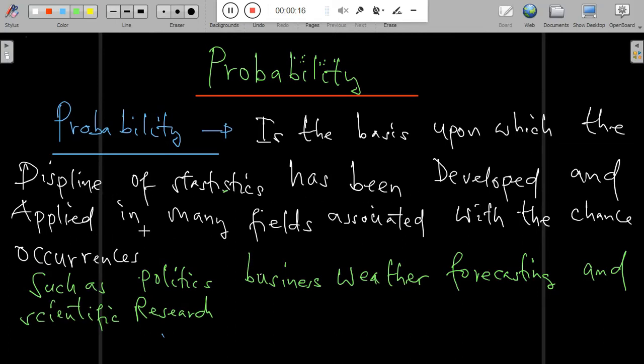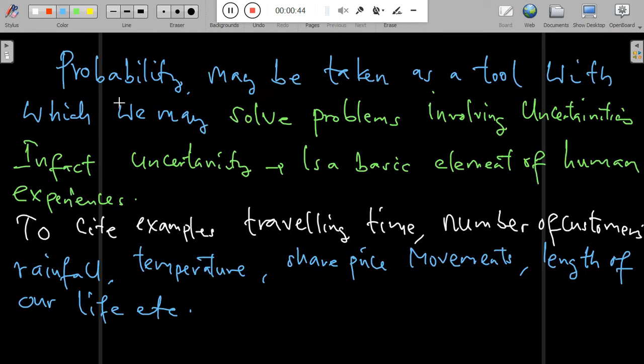Have you heard the word probability? Actual probability is the basis upon which the discipline of statistics has been developed and applied in many fields associated with the chance of occurrences, such as politics, business, weather forecasting, and scientific research. Probability may be taken as a tool with which we may solve problems involving uncertainties.